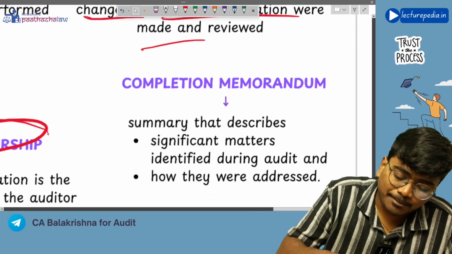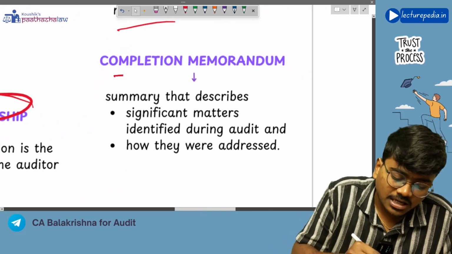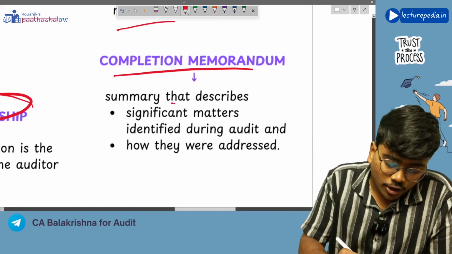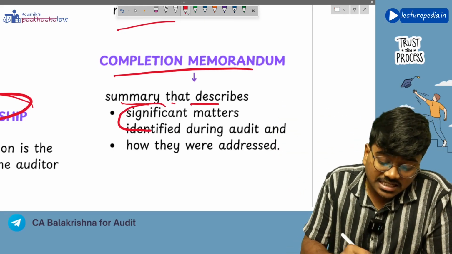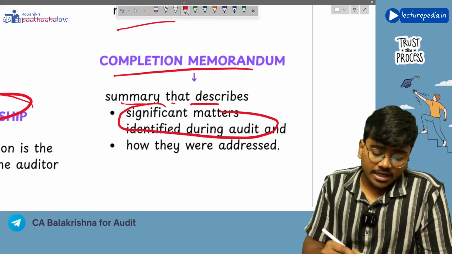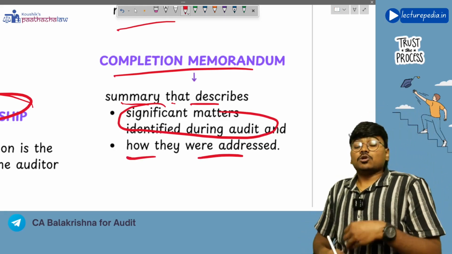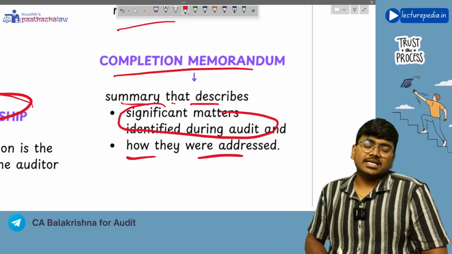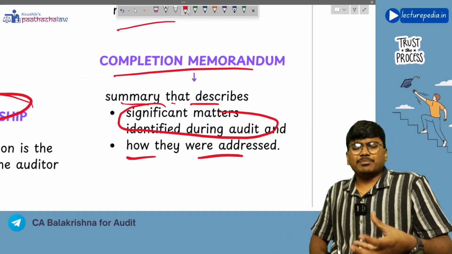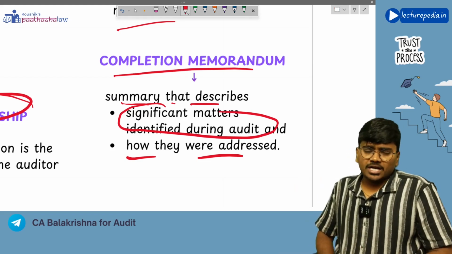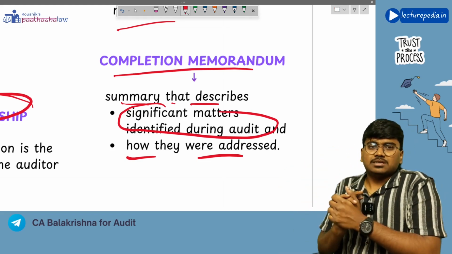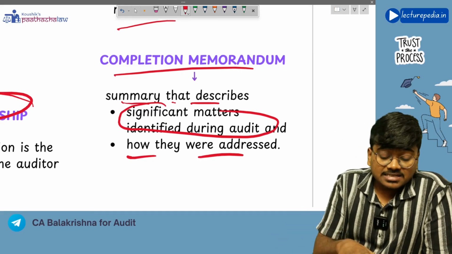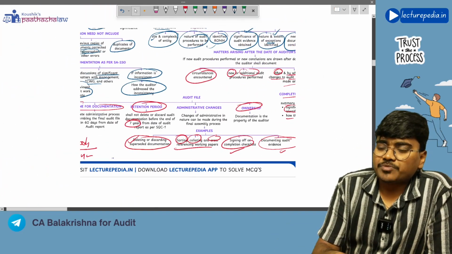Next, completion memorandum. What is meant by completion memorandum? Completion memorandum is nothing but a summary that describes significant matters identified during the audit and how they were addressed. So you should also prepare this completion memorandum after the entire audit is completed. This contains a summary of significant matters that you have identified and how you have dealt with those significant matters. Got it? Yes. This is SA 230.